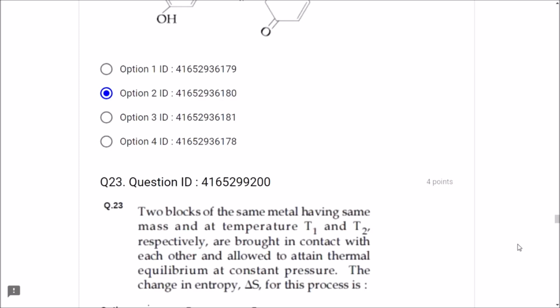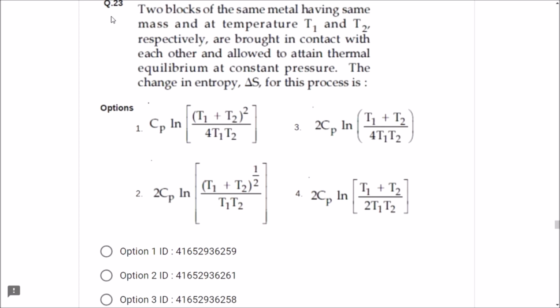Next question number 23. Two blocks of the same metal having same mass and at temperature T1 and T2 respectively are brought in contact with each other and allowed to attain thermal equilibrium at constant pressure. The change in entropy, that is delta S, for this process. So upon simple substitution and calculation, you will get the correct option. 1 is correct option, students.